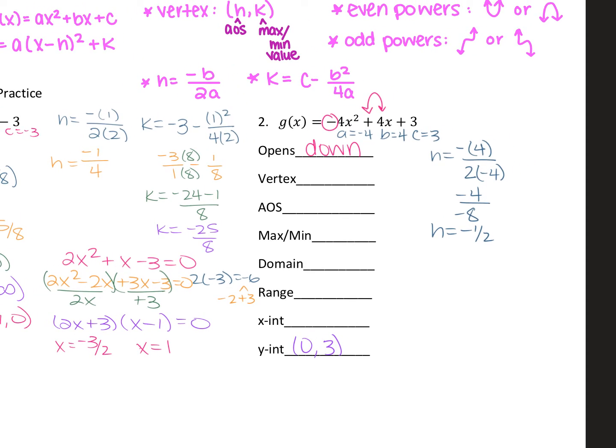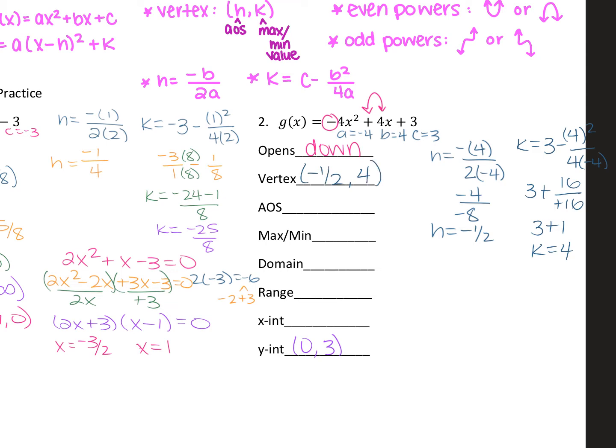For k, that's c, which is 3, minus b squared, so that's 4 squared, over 4 times a, which is negative 4. So that's going to give us 3 minus 16 over negative 16. Double negatives turn into positives. 16 over 16 is 1. So 3 plus 1 gives us a k of 4. So our vertex is the ordered pair negative 1/2, 4.